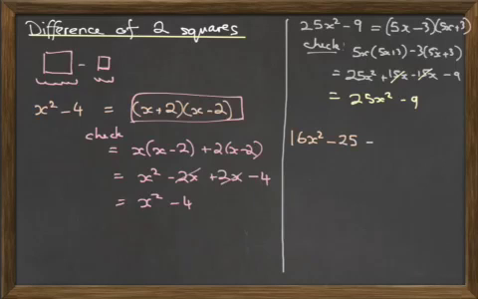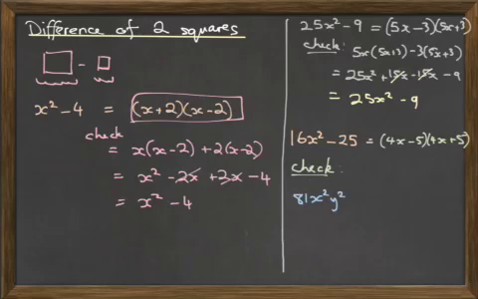Factorise 16x squared minus 25. Do that yourself, see if you get it right. Pause it, go. (4x - 5)(4x + 5). Hopefully you can see how this is going. Check it now. I'm not going to check it for you. Right, next question.